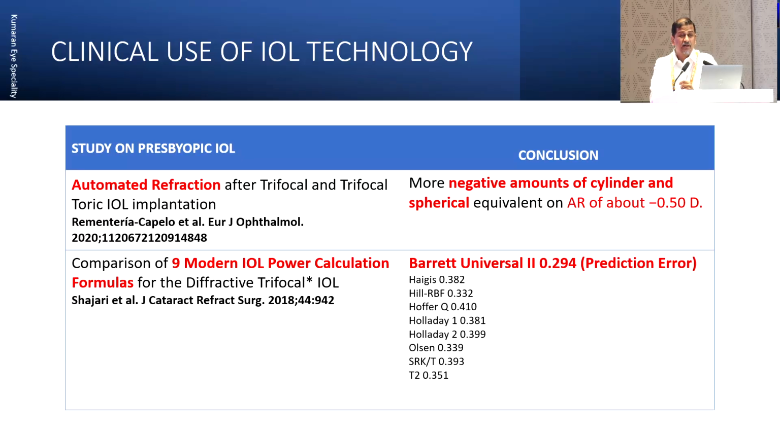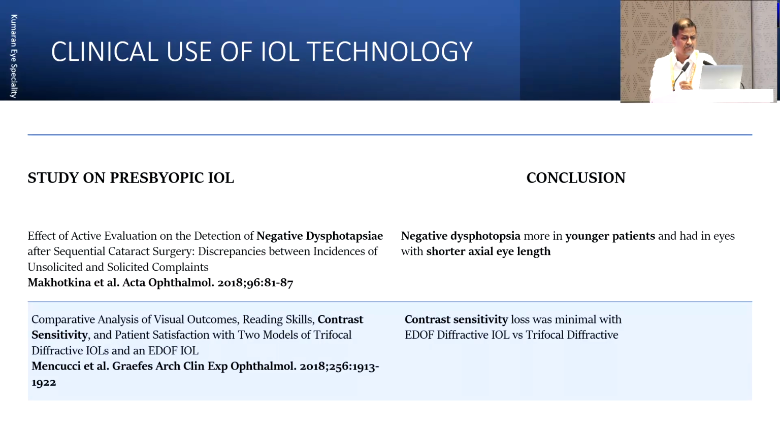And about the correct choice of the IOL formulas, no single IOL formula is best for a patient. Look at the patient's eye and all the parameters, and choose what IOL formula is best for these particular parameters.